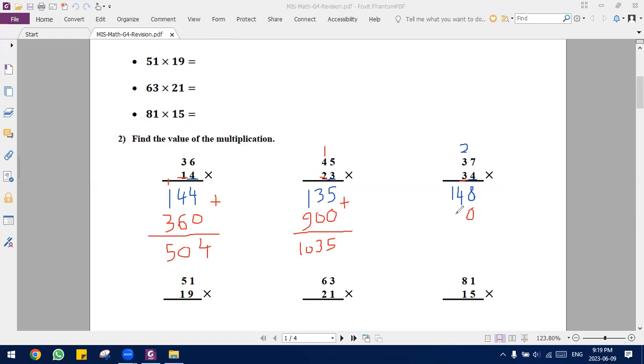7 times the 3, 21. So let me remove the carry first so we don't make a mistake. So 7 times the 3 is 21. We write 1. We carry 2 up. 3 times the 3 is 9. Plus 2, 11. And as you can see here, I'm writing them in order so we can add them very easily. 8 plus 0, 8. 4 and 1, 5. And here we have 2. Here we have 1. 1,258.